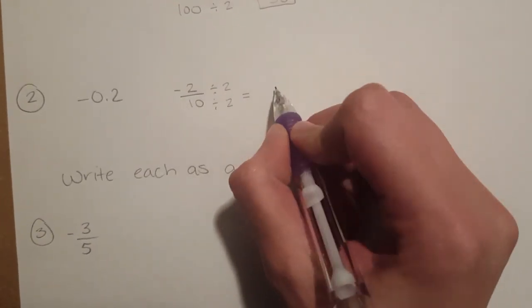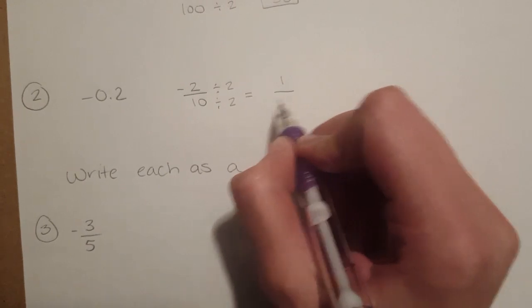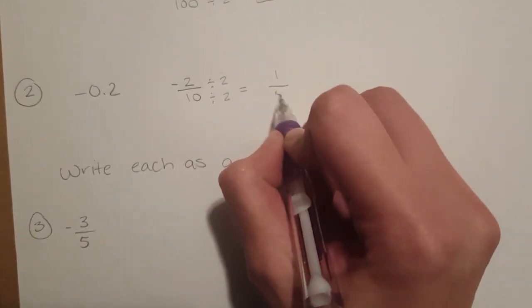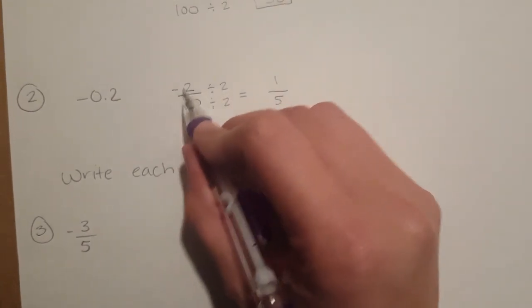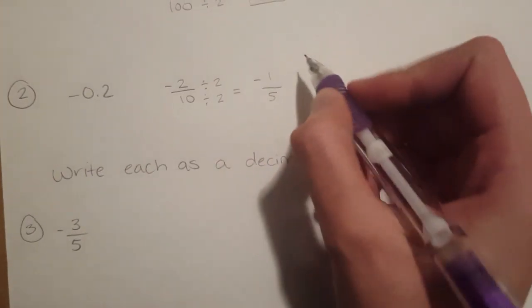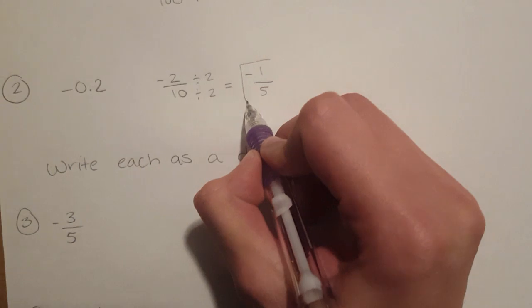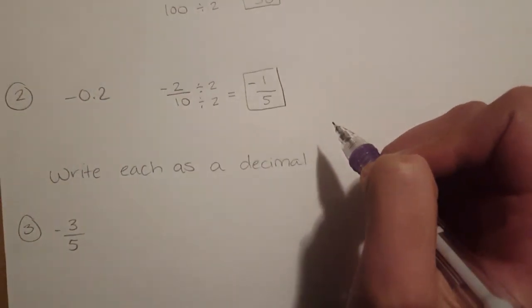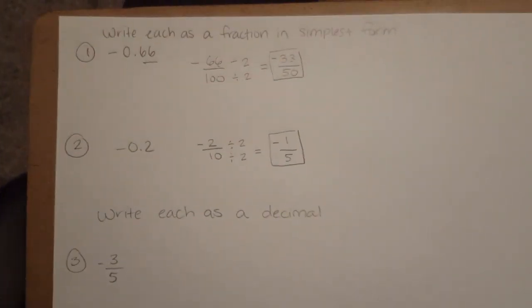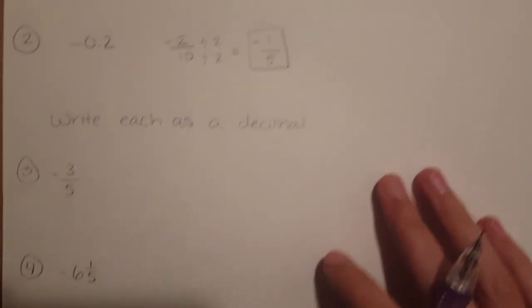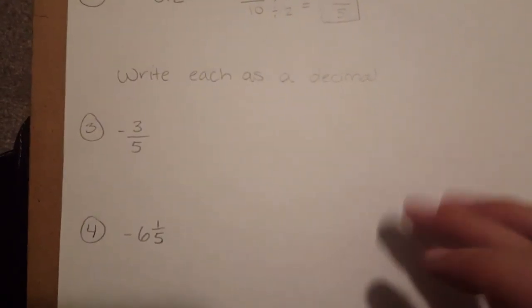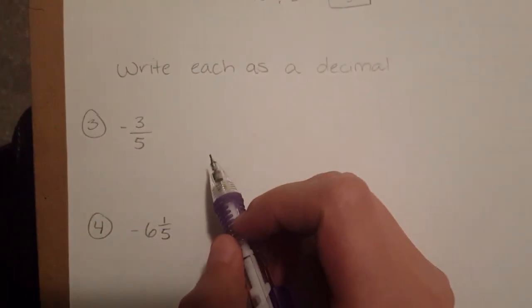Okay, so half of 2 would be 1, and half of 10 would be 5. Keep your negative sign with it, don't forget that. So you get negative 1 over 5, and that's already in simplest form. So this right here should have been your answer. Okay. Now, for the last part here, you're supposed to change these fractions into decimals.